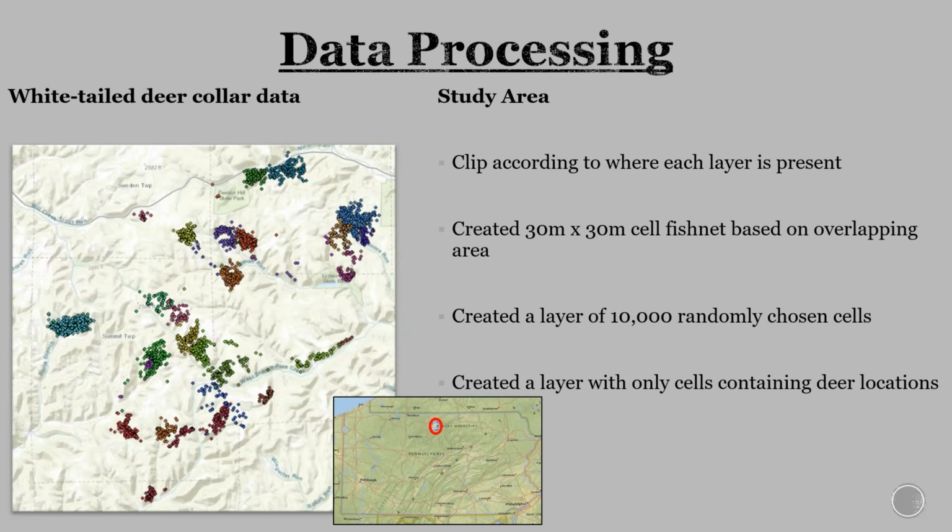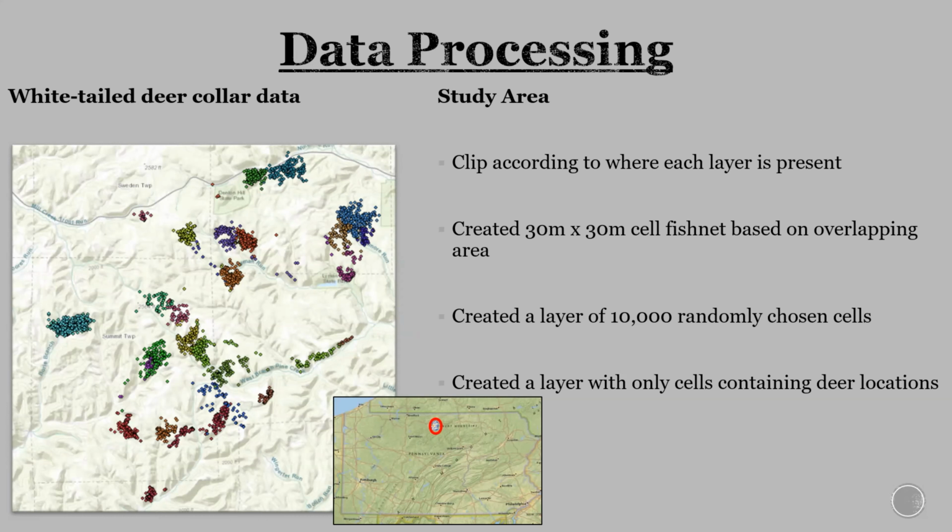So we needed a study area that would provide cells that contained slope, aspect, elevation, and the vegetation. So I used the vegetation as my base layer to clip everything else around. And then from there created a fishnet made up of 30 meter by 30 meter cells.